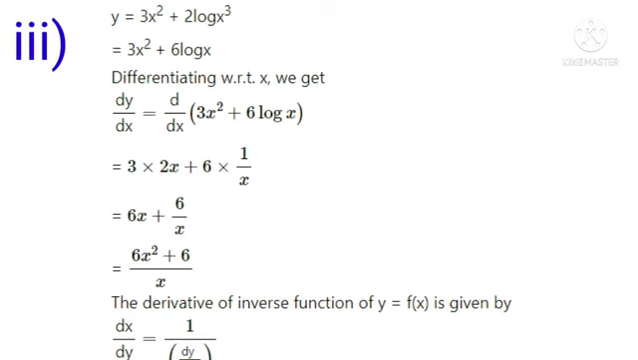Students, see the next example. y is equal to 3x square plus 2 log x cube at x is equal to 1. We have to find this. First write y is equal to 3x square plus 2 log x cube. Here we use the logarithmic rule. See, 2 log x cube you write as 2 into 3 log x.